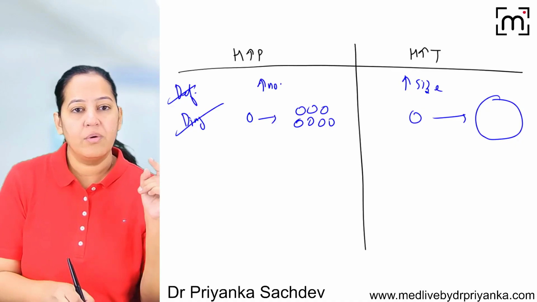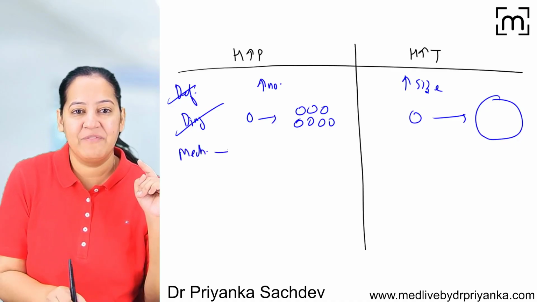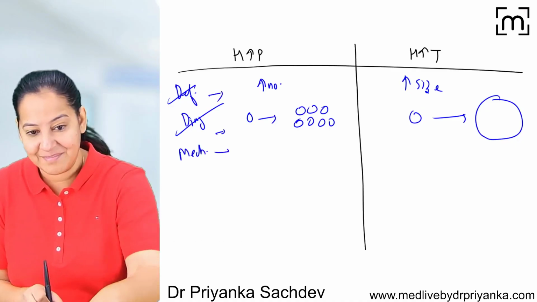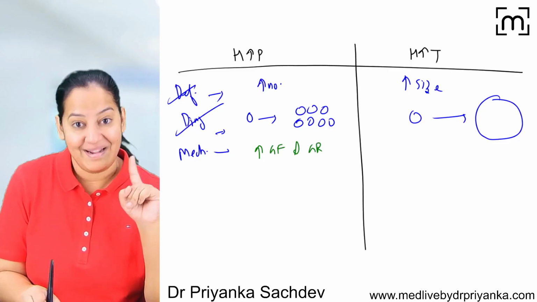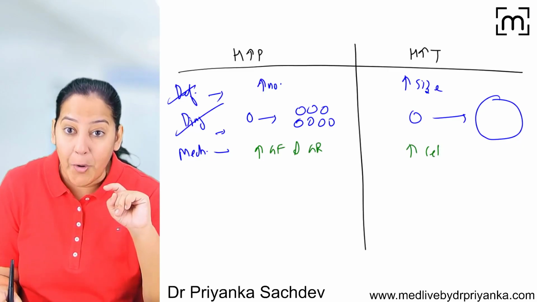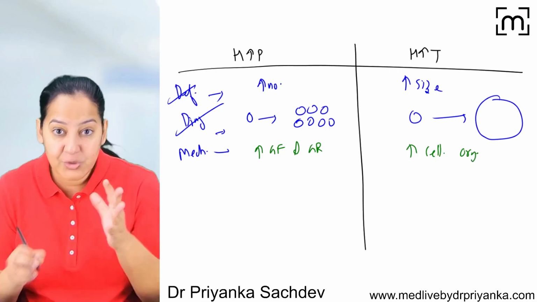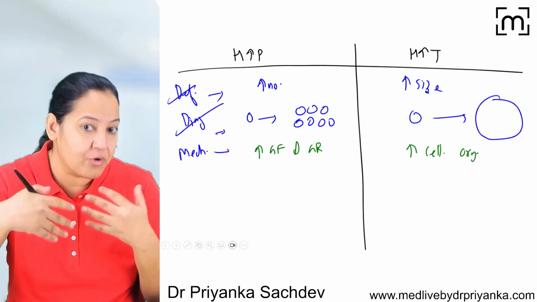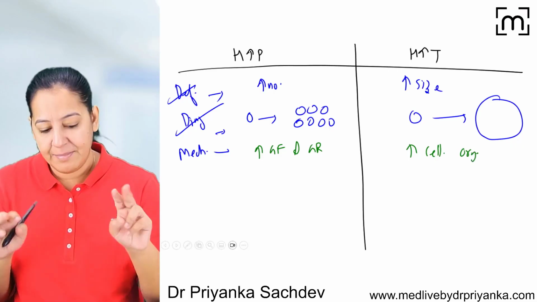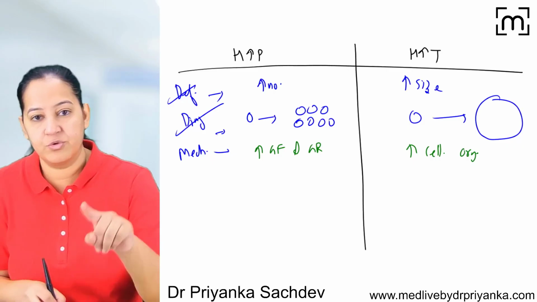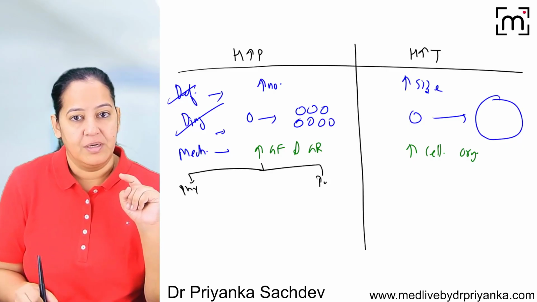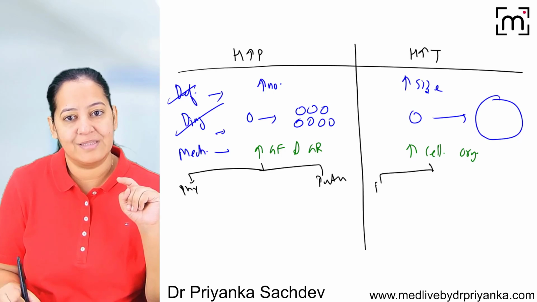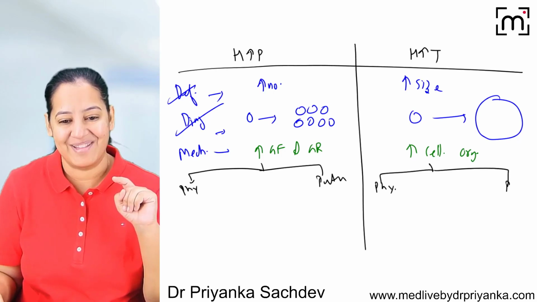Now the mechanism. What is the mechanism of each of them? Here the mechanism is increase in growth factor and growth receptor. And here the mechanism is increase in cell organelles, that's why the cell is increasing in size: more mitochondria, more endoplasmic reticulum. Now tell me the two types in each of them. Here physiological and pathological. And here also we have the 2 types as physiological and pathological.